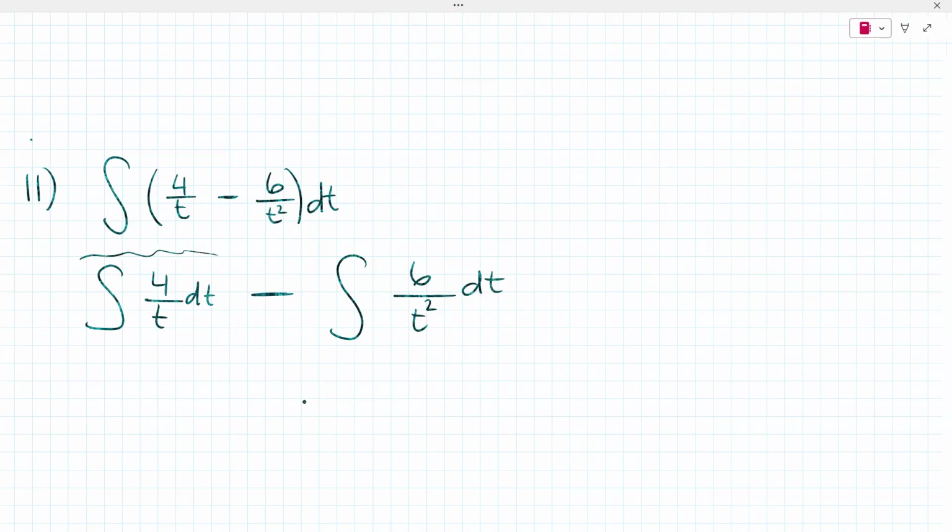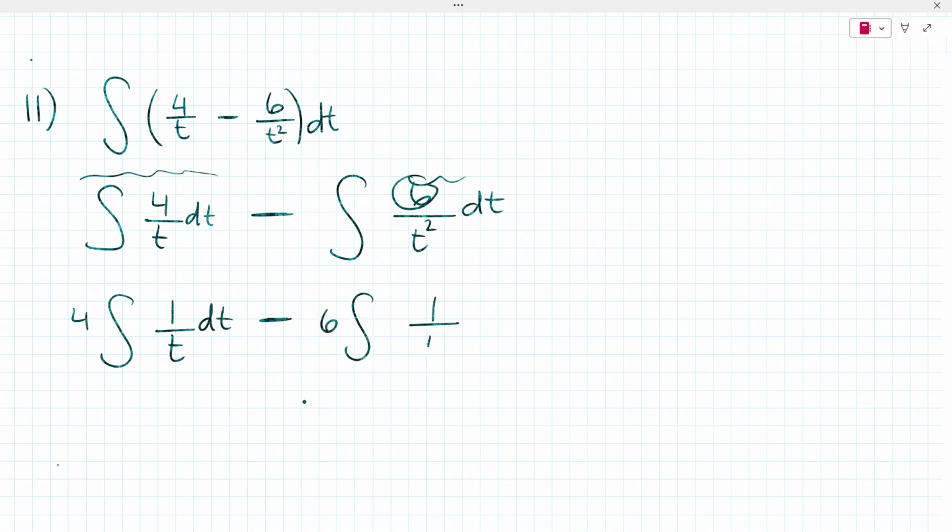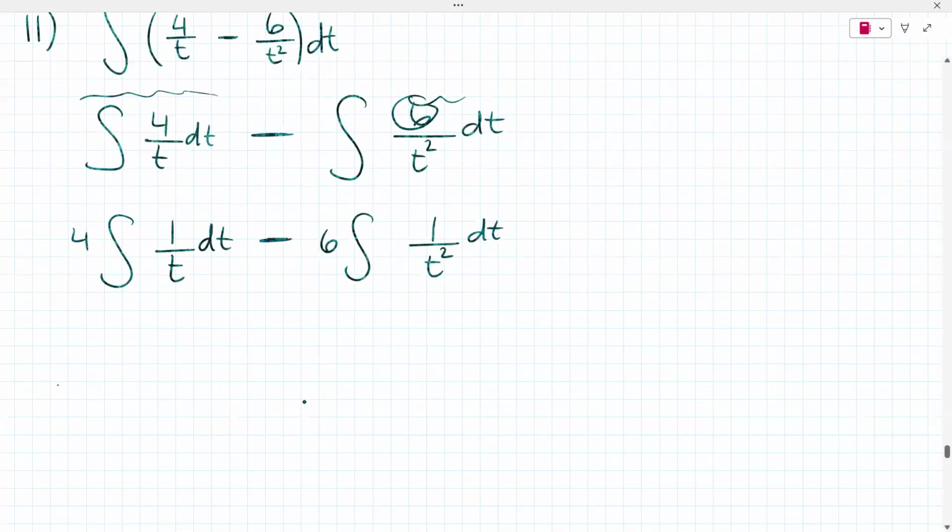Okay, let's look at this. What can we do here? I know 4 is a constant, so I could just factor that out. So this is 4 times the integration of 1 over t dt, minus the same thing here. This 6 is a constant, so you could just take out 6, and then this is 1 over t squared dt. And then what's the integration of 1 over t? It's ln of absolute value of t. And then bring down this 4, minus 6 times the integral of 1 over t squared.